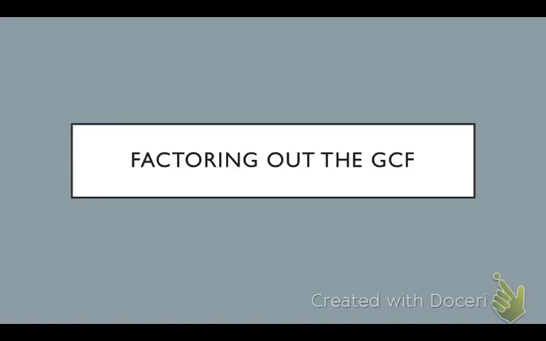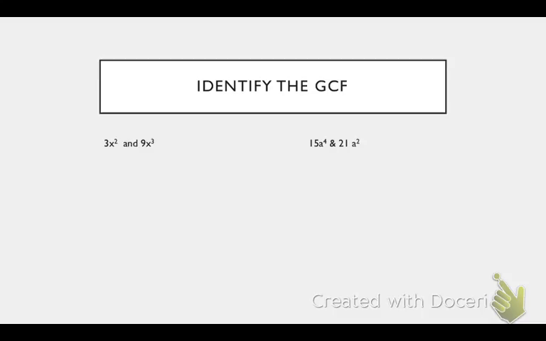In this video, I'm going to show you how to factor out the GCF from a polynomial. So a quick reminder of what the greatest common factor is: if you look at the two monomials on your screen, 3x squared and 9x cubed, you learned different methods in Algebra 1, but we need to speed it up in Algebra 2.